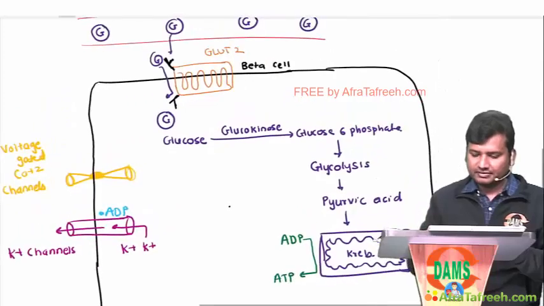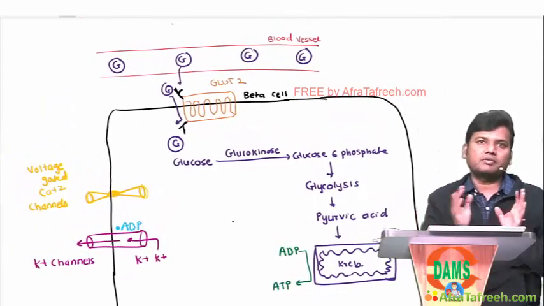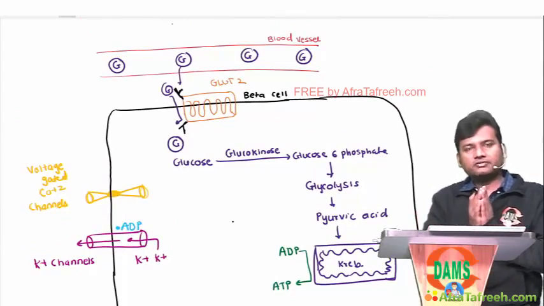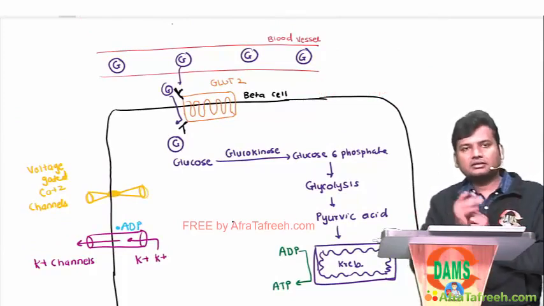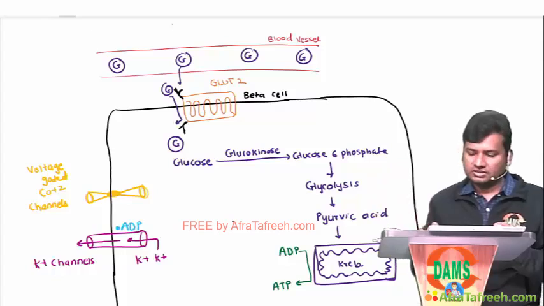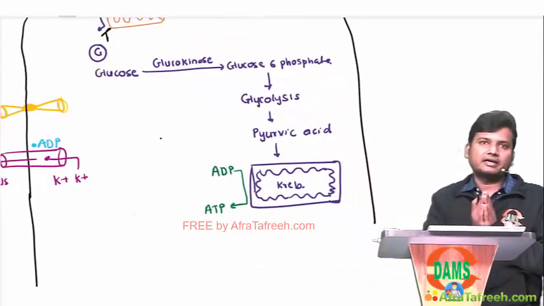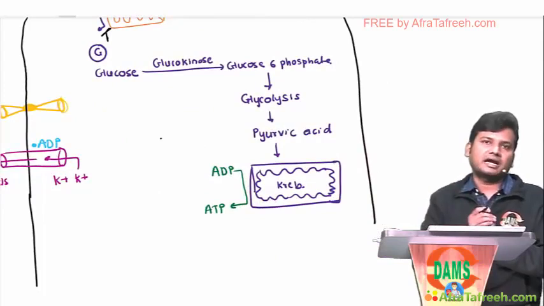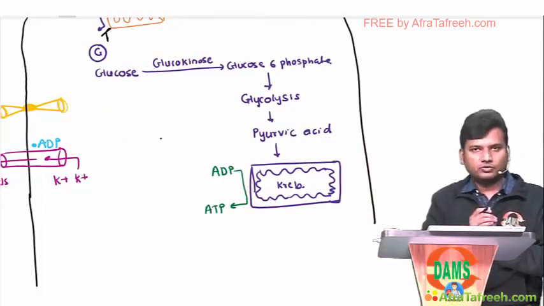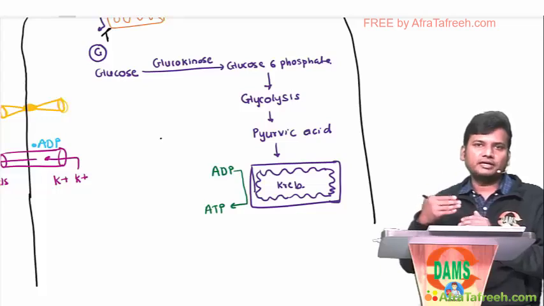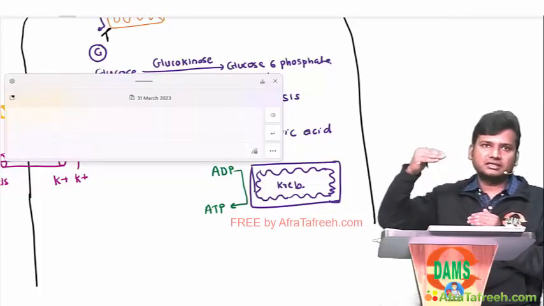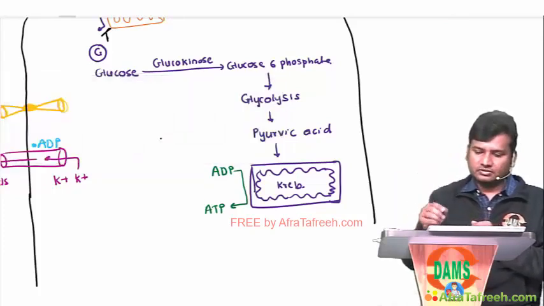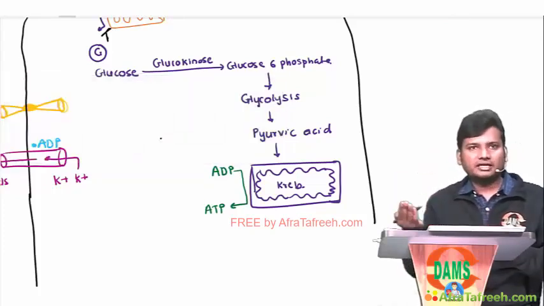we will connect part 1 of the story with part 2 of the story. Okay, what was part 1? Glucose enters the beta cell, glucose is converted to glucose 6-phosphate, and it undergoes glycolysis and forms pyruvic acid. Pyruvic acid is used for conversion of ADP to ATP. So now after taking food, glucose increases and it will stimulate the Krebs cycle.